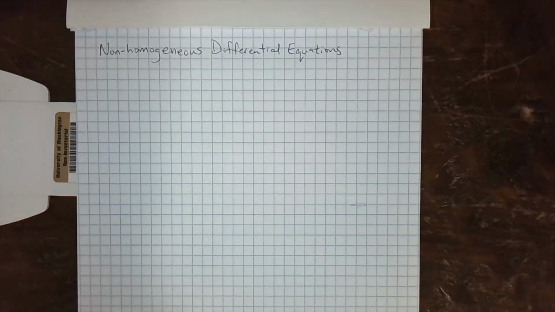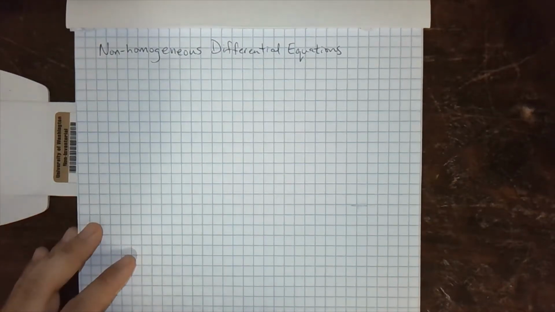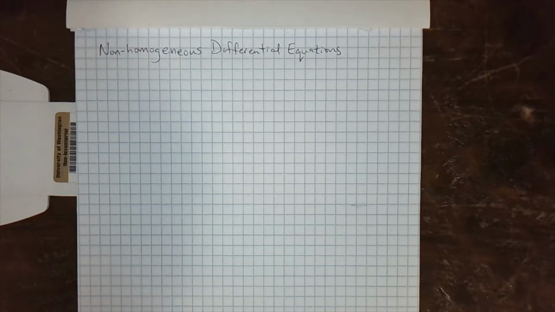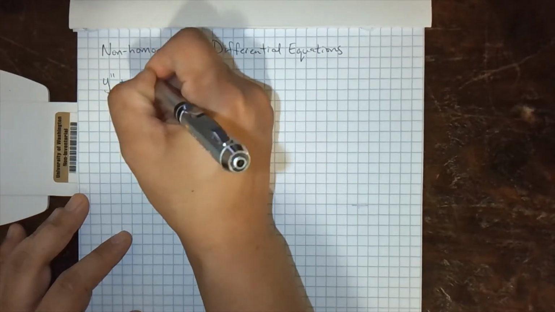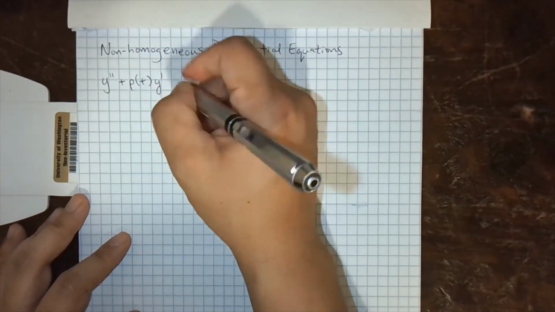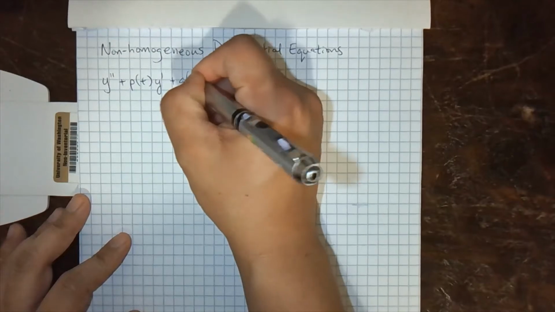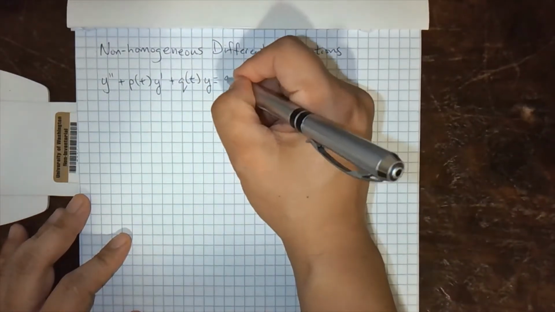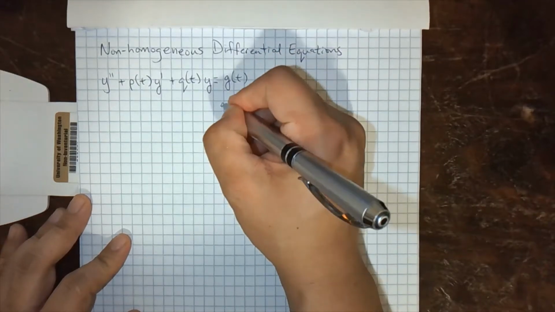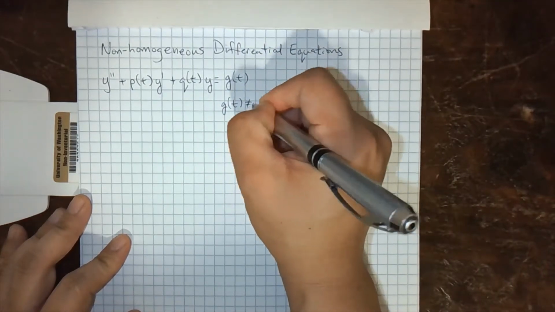This is a general video about non-homogeneous differential equations. So what I'm going to write is a second order linear differential equation, but really it can be any order. Linear meaning linear in y, the dependent variable. So these functions p and q can be anything. And non-homogeneous means there's a thing over here, g of t, where g of t is not the zero function.